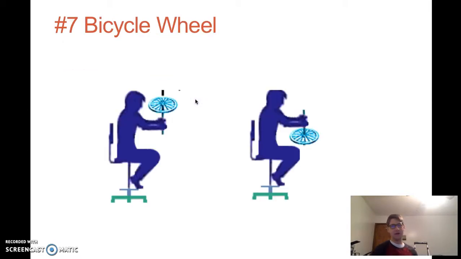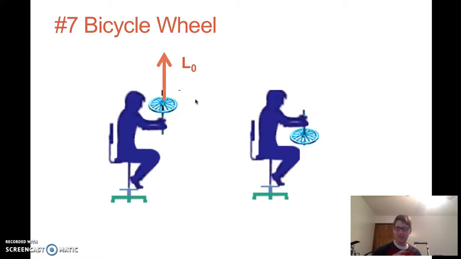Question number 7 about the bicycle wheel. We did this demo. I had some of you try it out on Friday where we got a bicycle wheel turning, right? And then you stood on a stationary turntable. This drawing is showing someone standing on a stationary swivel chair. And we said, what happens if you have an angular momentum pointing up? So an L naught pointing up.